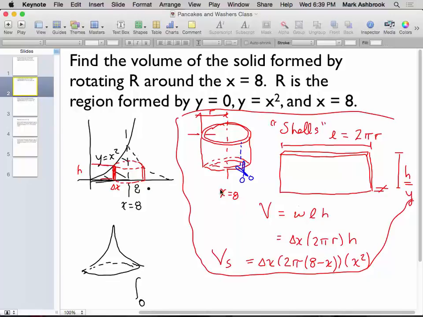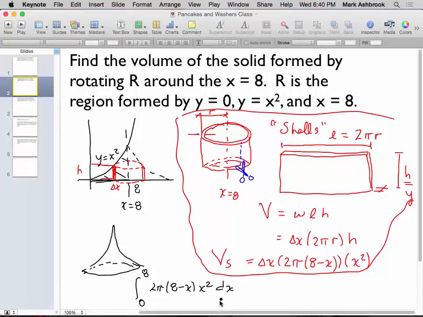And then where's the last shell? So then each one is going to be inside the one before. We're moving from left to right. And the last one will be at 8. The last strip will be at 8, and that'll be the really tall, skinny one. Okay, so it's going to be from 0 to 8 of 2 pi (8 minus x squared) dx.